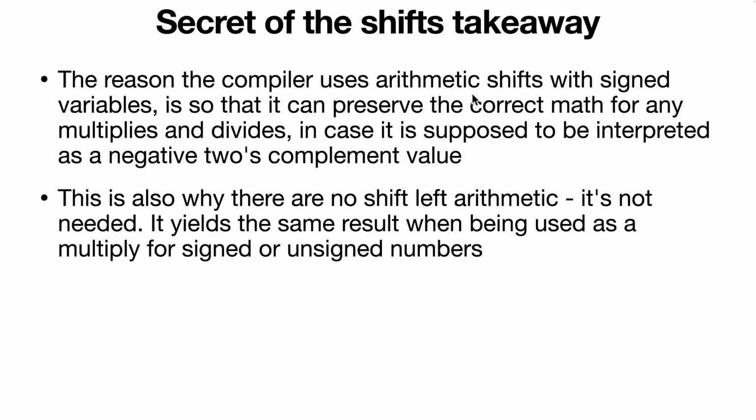So the reason the compiler would use something like an arithmetic shift when it's dealing with signed variables is so that it can preserve the correct math when it's dealing with potentially multiplies and divides if it's supposed to be interpreted as a negative 2's complement value. So basically you want negative values to stay negative. That's why you fill in the most significant bits with the sign value, because a negative value will always have the most significant bit set to 1 and a positive value will not. And this is also why there is no shift left arithmetic. It's not actually needed because you're going to get the correct result for both signed and unsigned numbers if you just use a logical shift left.